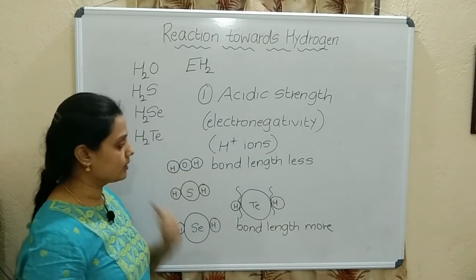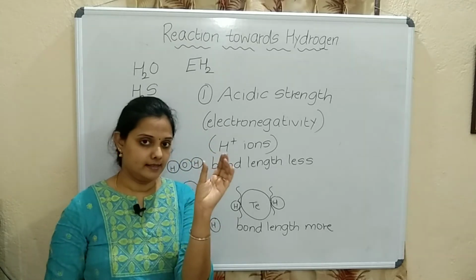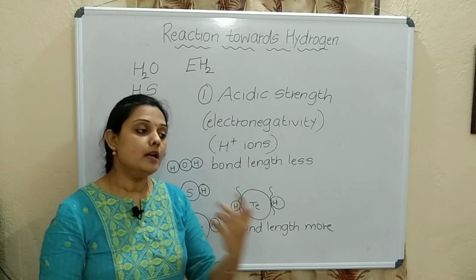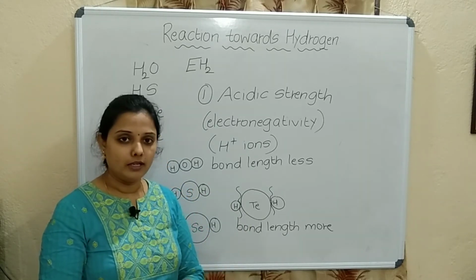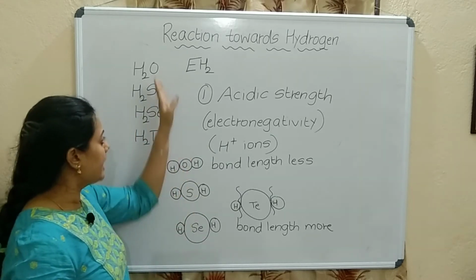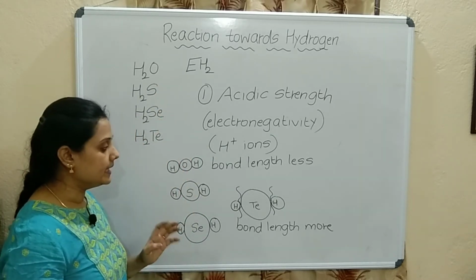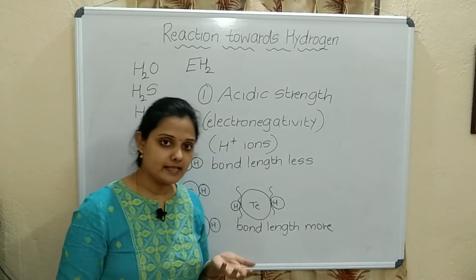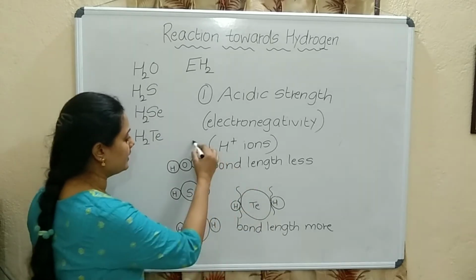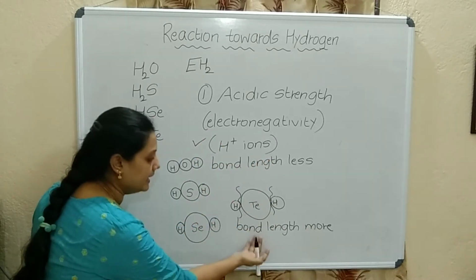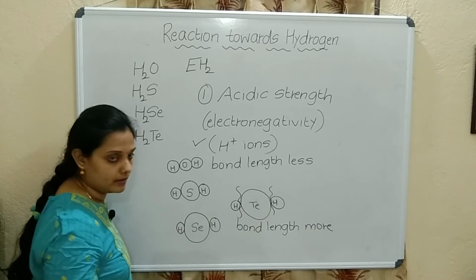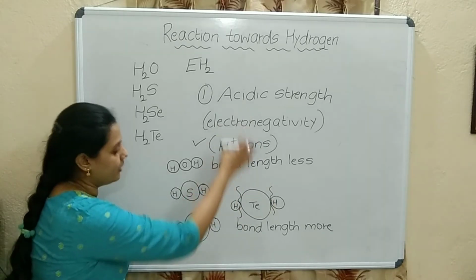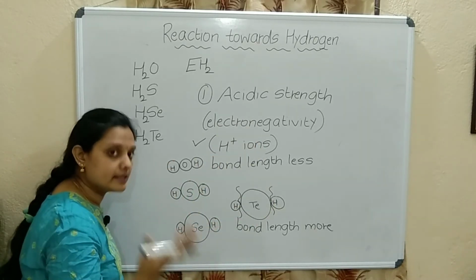But see in the case of oxygen, the bond length is very small. So it is difficult to break that bond. More energy is required to break the bond. Correct? Therefore, down the group acidity increases. Why? Because of the reasons we have written: tellurium and hydrogen bond can be broken easily, since the bond length is more. That's why, down the group, acidic strength is increasing.